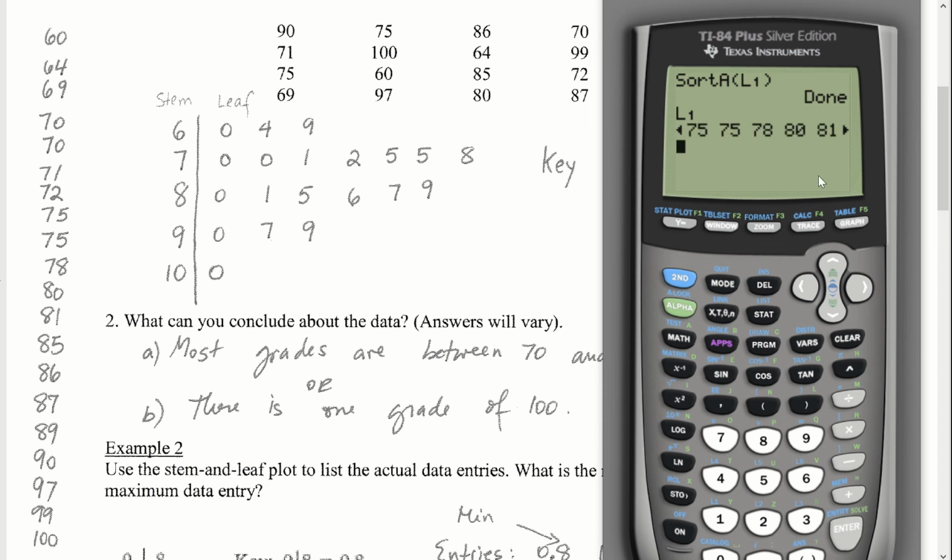You just continue this. The value 80 is a stem of 8 with a leaf of 0.